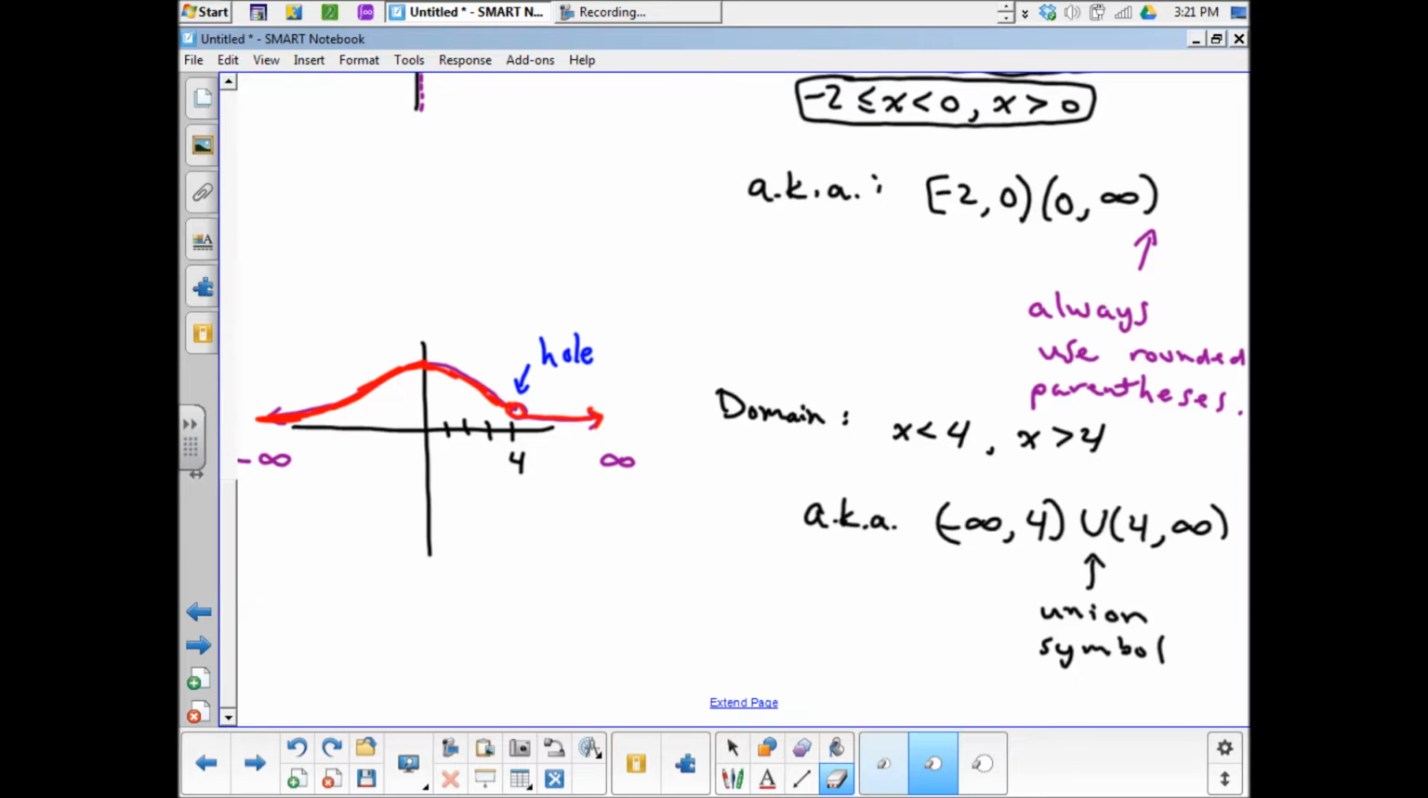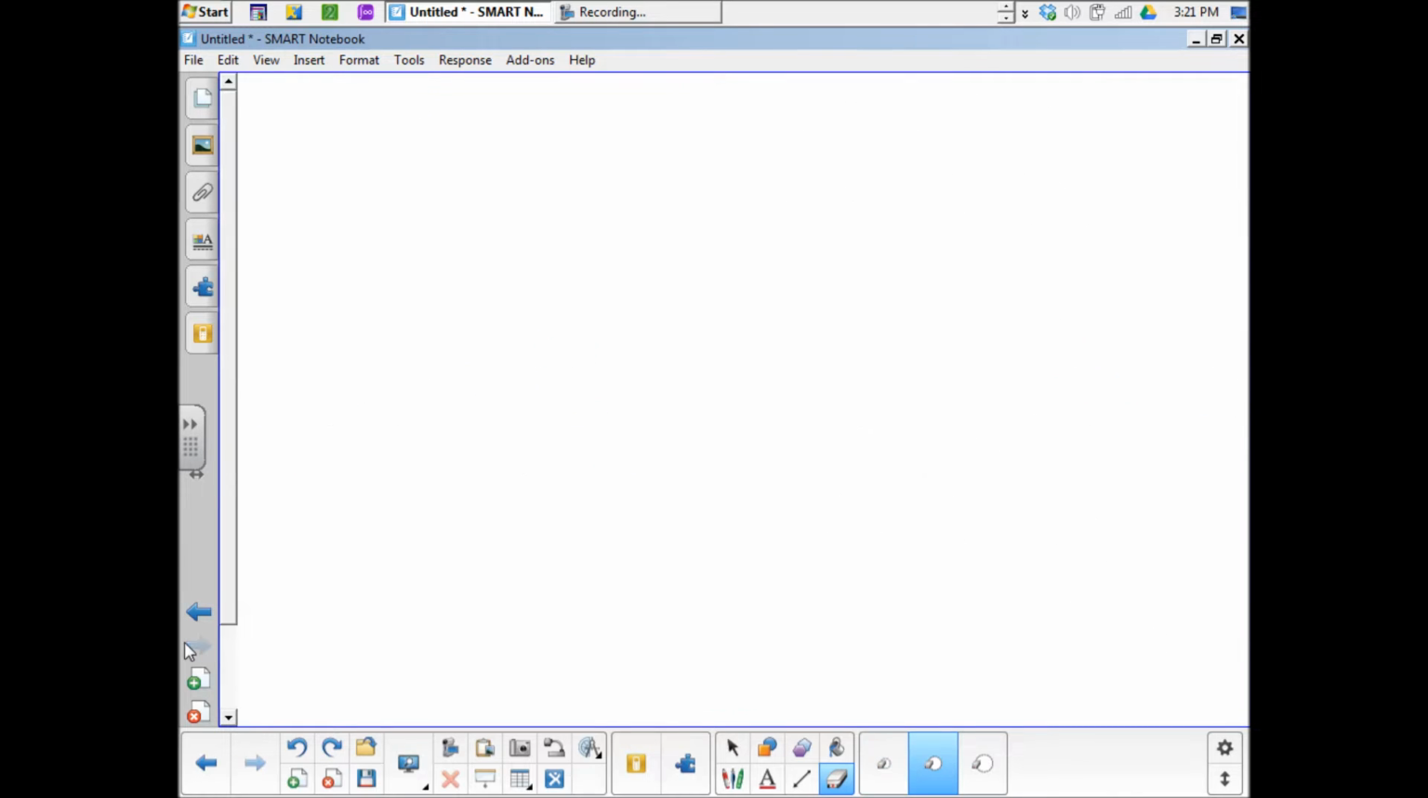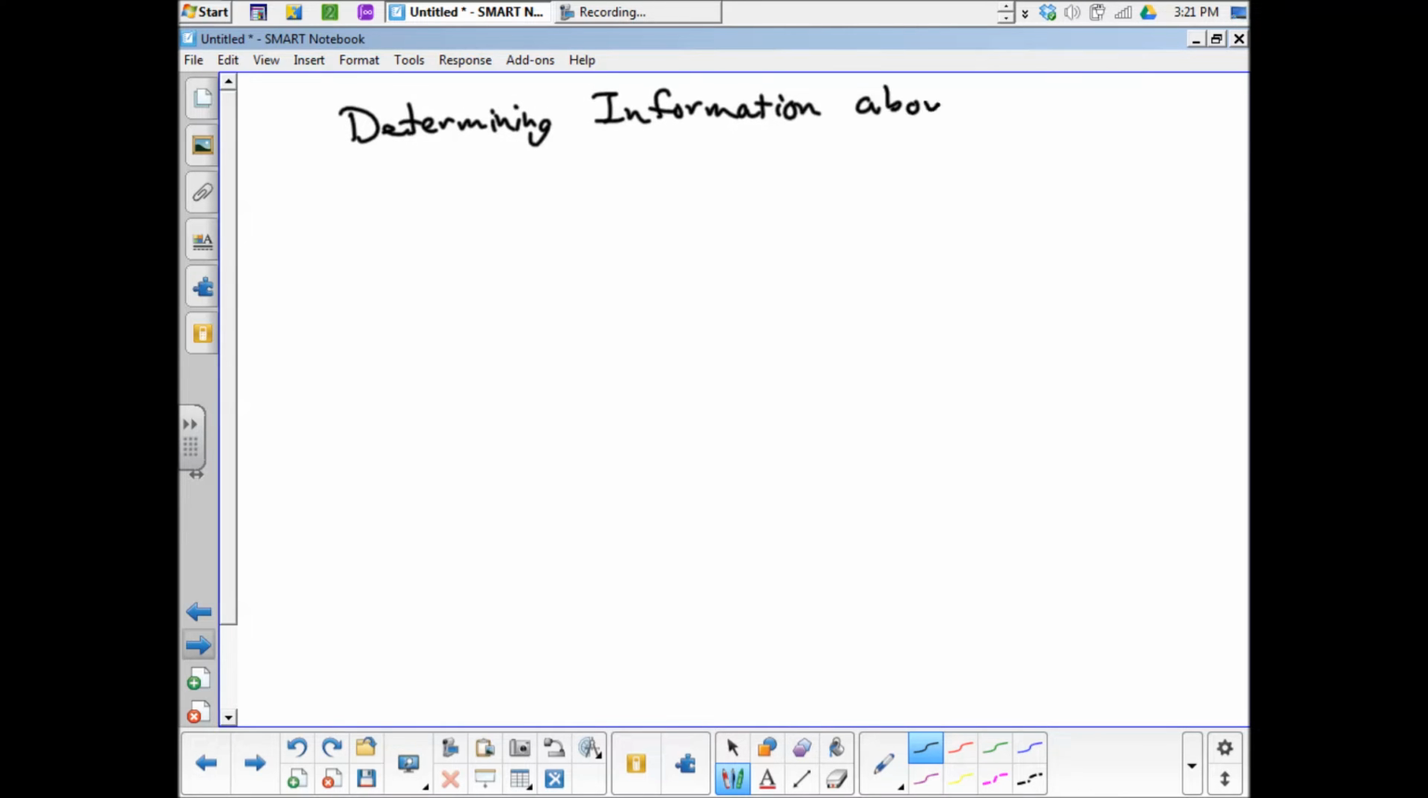Next, let's go on and let's talk about determining information about a function from its graph.